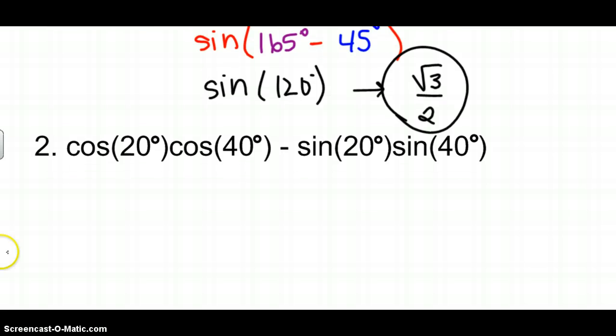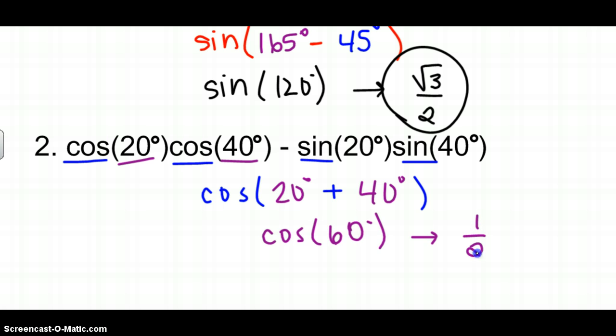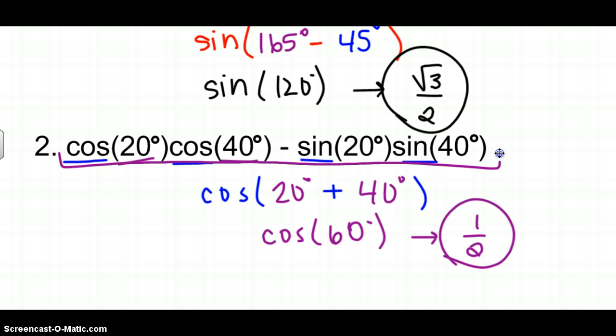Alright, next one. This one says cosine, cosine, sine, sine. So it starts with cosine, I know it's going to be some form of cosine. Because it starts with cosine, it's going to have the opposite sign on the inside. My first angle A is 20 degrees. My second angle B is 40 degrees. So overall I'm looking for the cosine of 60. And since that's on my unit circle, my final answer is going to be 1/2. So again, this whole expression can be simplified to just this.